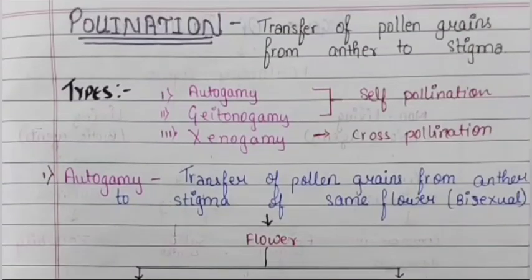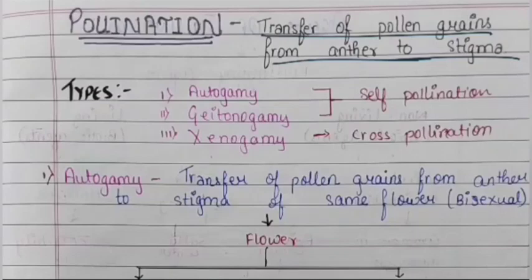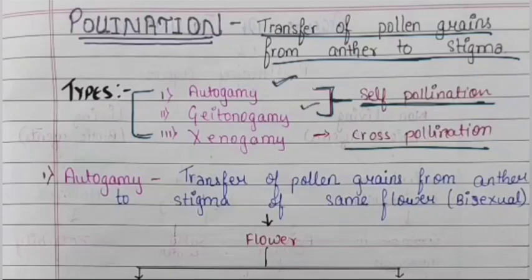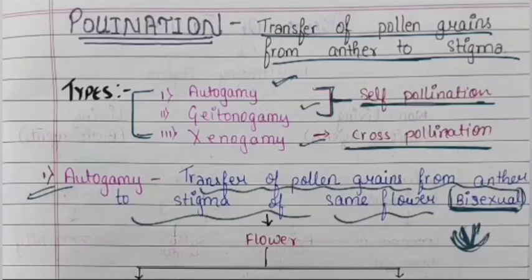Now we are going to start with the next topic, pollination, which can be defined as transfer of pollen grains from anther to the stigma. It can be further classified into two types, self-pollination and cross-pollination. Self-pollination is further classified into autogamy and geitonogamy, and cross-pollination is known as xenogamy. The first one is autogamy, the transfer of pollen grains from anther to the stigma of the same plant.